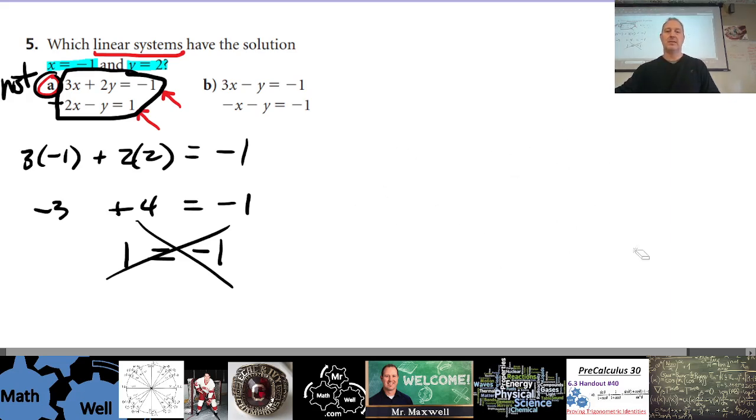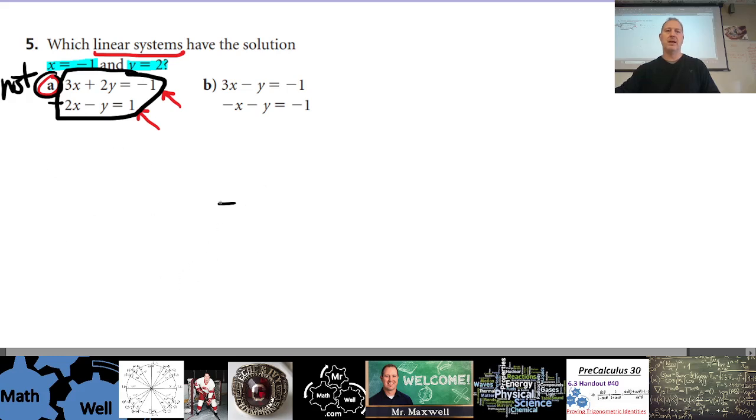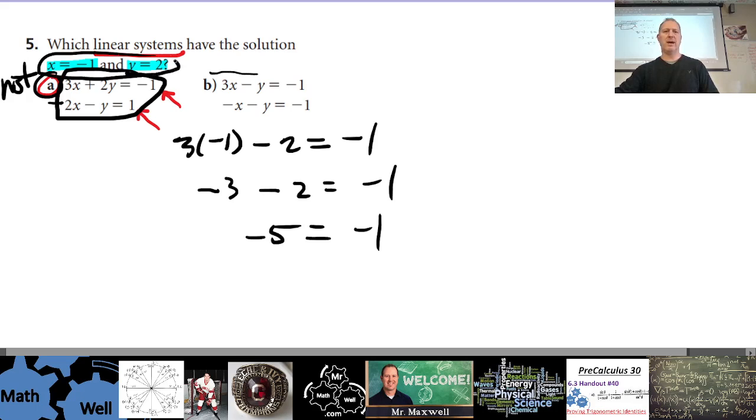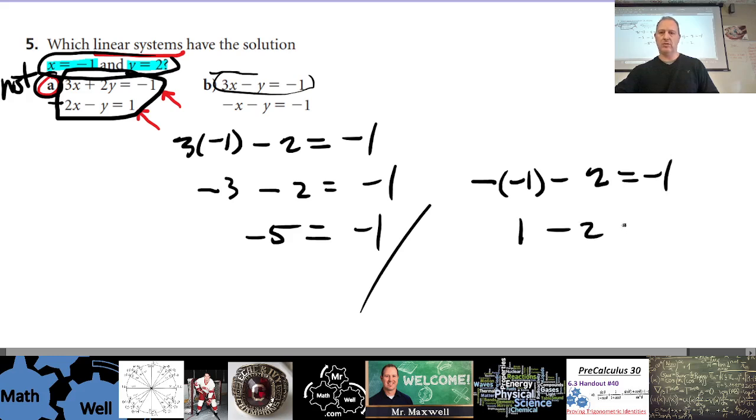Now, let's do B. Okay, I'll do B. Let's see if B has this as a solution. So again, 3 times -1 minus the y value of 2. Does that equal -1? That's -3 minus 2. That doesn't look right either, does it? So this point, xy point here, is not on this line. So it doesn't look like it's satisfying this system either. Let's try this one. -1 minus 2 equals -1. That's 1 minus 2 equals -1.